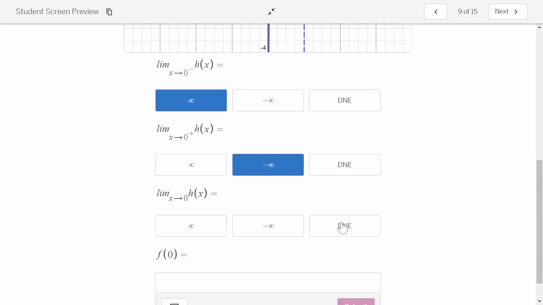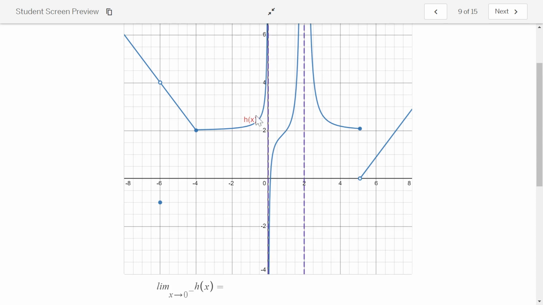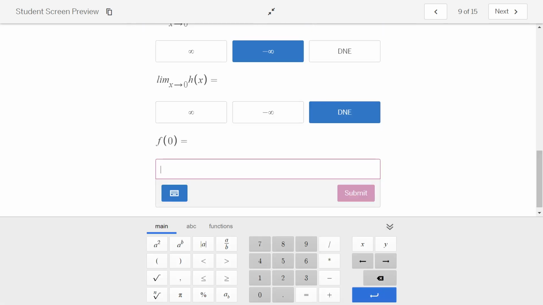Since these do not match up, that means that our two-sided limit is going to be DNE, does not exist. And so the limit as x approaches 0 of h of x, the two-sided limit, is DNE. The actual value at 0, the function at 0, I don't see any closed circles here. It's an asymptote, and generally at an asymptote, the value at that point is going to be undefined. Okay, so we'll type in undefined.